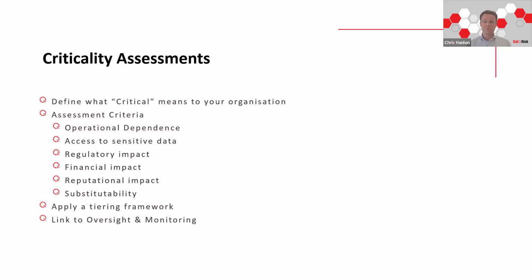So I just popped down some sample assessment criteria here. The first is operational dependence. Basically, what would happen if they actually went down? Do they provide a core service? Will it impact the delivery of one of our core services? Do they have access to sensitive data?